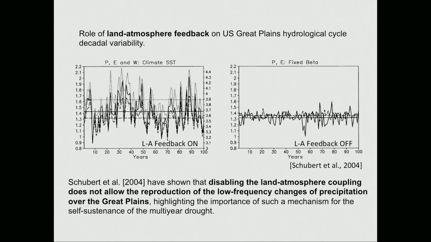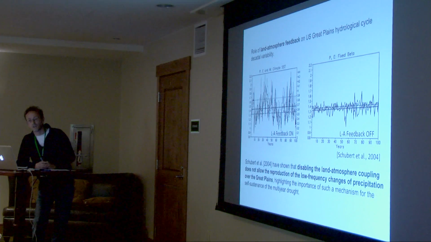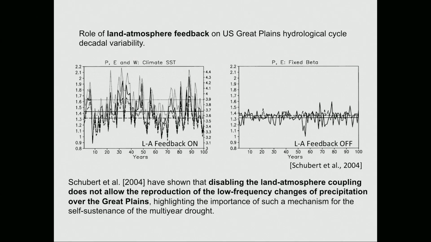Now, there are interesting studies pointing to the key role played by land-atmosphere feedback, particularly over the US Great Plains. This is a work by Siegfried Schubert and co-workers quite a few years ago, showing how the multi-year or multi-decadal changes in the hydrological cycle over the US plains are very strongly affected by the representation and the inclusion of land-atmosphere coupling effects. And this picture in particular was showing how enabling or disabling, switching on and off the land-atmosphere coupling, basically has a key impact on representing the multi-decadal variability in the hydrological cycle, particularly over this US Great Plains case study.